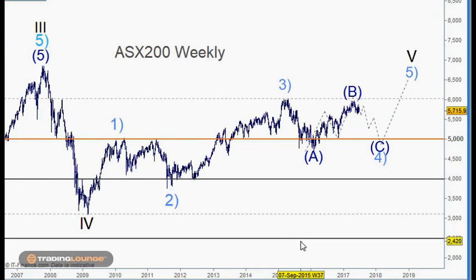So this is the weekly chart here. It could be counted like this here as well. So from this point here, an A wave here, 3 waves up for the B wave here as a flat correction, and then 5 waves down here, right down to 5,000 here for wave 4 here. And then wave 5 to the upside. So that's quite possible.